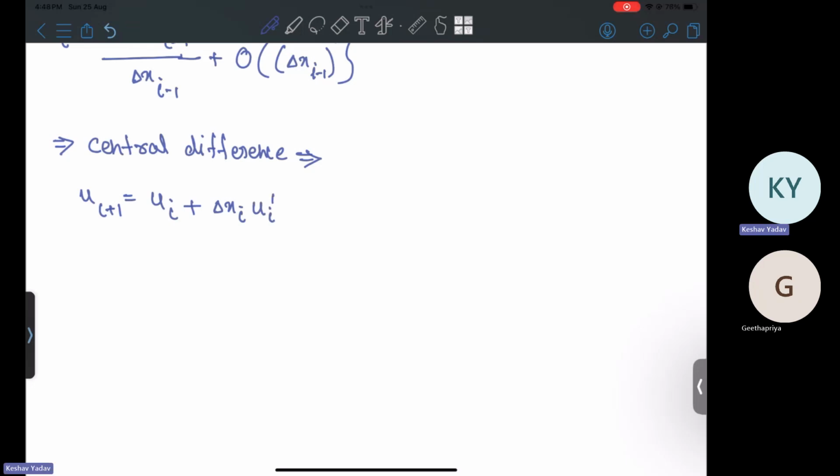u_i prime plus delta x_i squared upon 2 factorial u_i double prime plus dot dot dot. Similarly, if I write u_{i-1}, that will be equal to u_i minus delta x_{i-1}, since the odd term will be negative now.